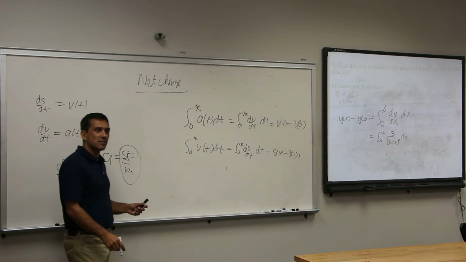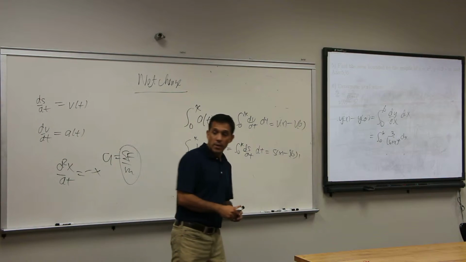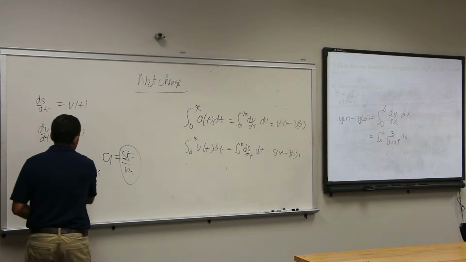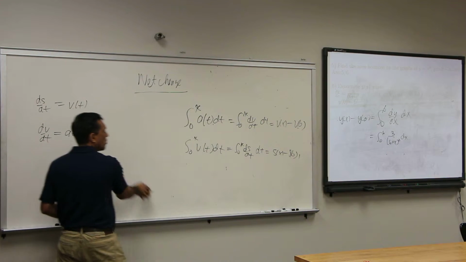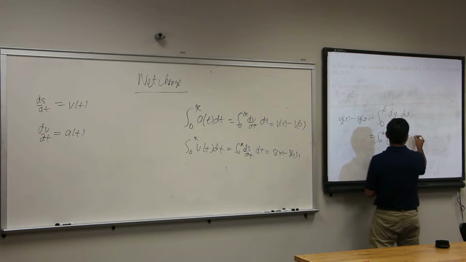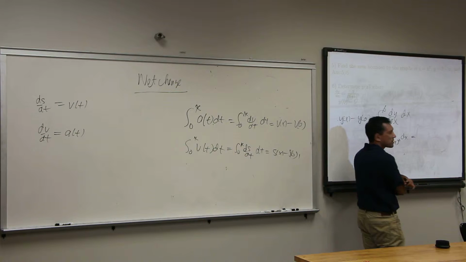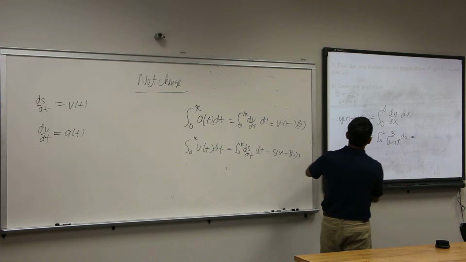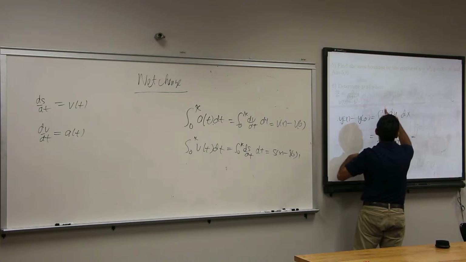No, you have to find x. So you have to integrate. Who knows how to integrate this thing? 3 over 6 plus x squared. Oh, I'm sorry, it should be x. Why is that 6?